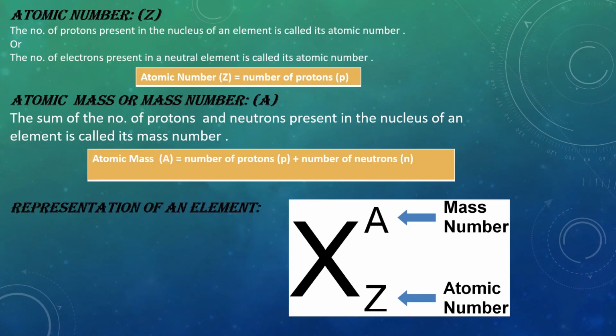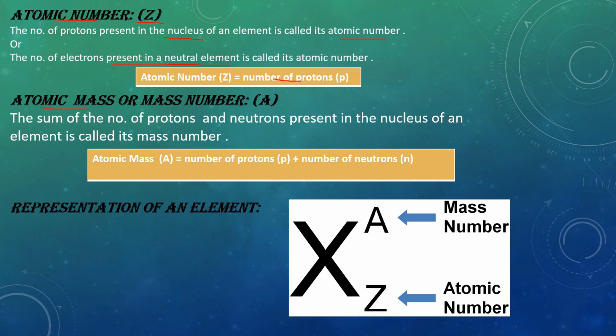Now the next term is atomic number. It is designated by capital Z. So how we define atomic number? The number of protons present in the nucleus of an element is called atomic number. Or because we know that in neutral atom the number of protons and number of electrons are same, so we can say that the number of electrons present in a neutral atom. Remember one thing, if you give the definition of atomic number in terms of electrons, then you have to mention that in neutral atom. So the number of electron present in a neutral atom is called atomic number. So atomic number is equal to number of protons.